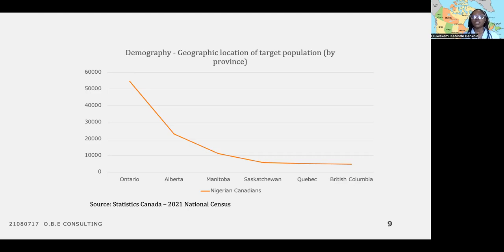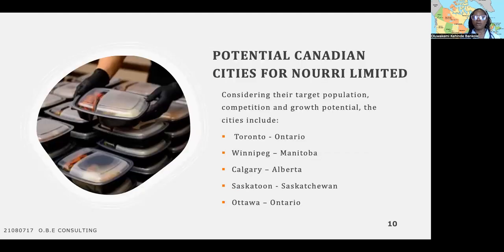From this chart, we can see that Ontario is the province where this target population are majorly domiciled, followed by Alberta. From this analysis, we can see that the province of Alberta is a close competition for the province of Ontario in terms of where the business should be commenced. This helped us to streamline the solutions we were going to be recommending to our clients into these 5 cities.